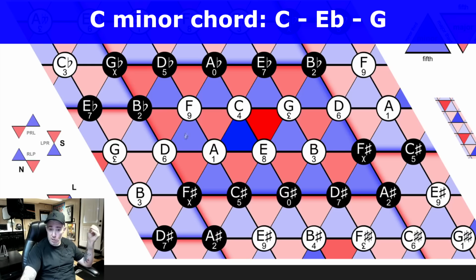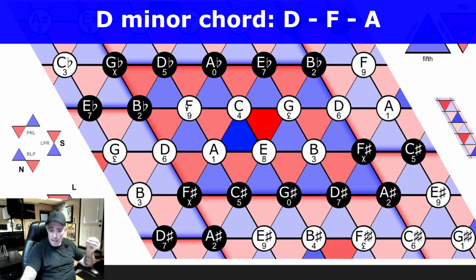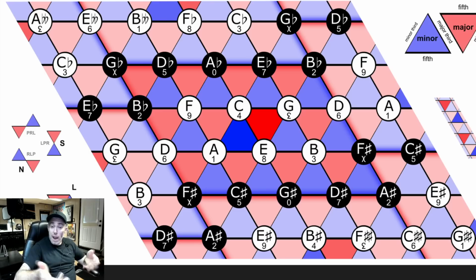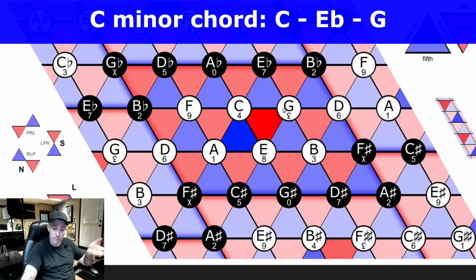What about an F minor triad? F, A flat, C. The minor triads are always going to form this upward triangle on this tonics chart. D minor triad: D, F, A. You can use this for parallel minors or parallel majors as well. What does that mean? C major and C minor are a parallel major-minor pair. C major is a downward triangle: C, E, G. The parallel minor is C, E flat, G.